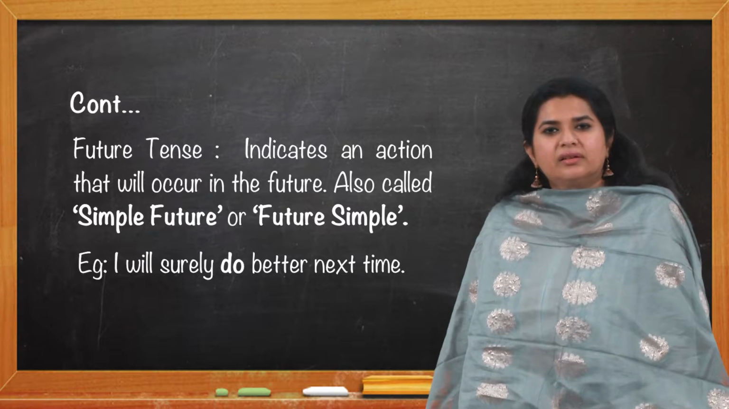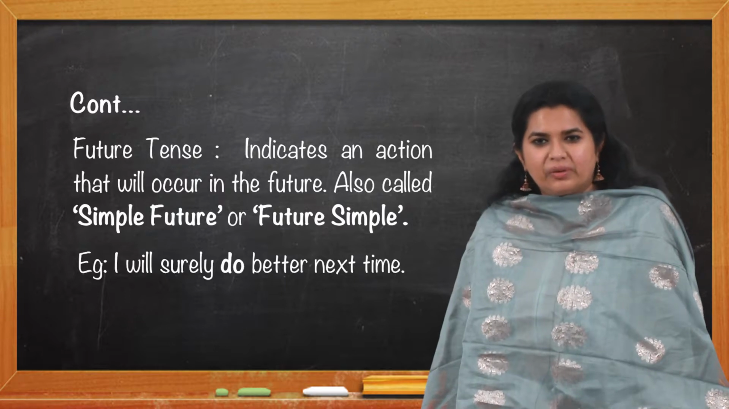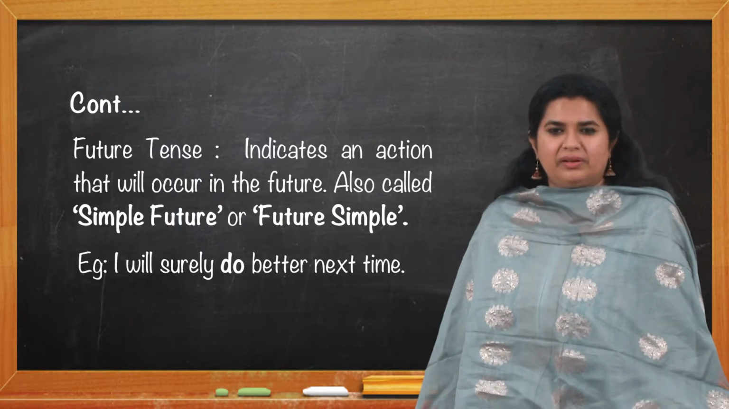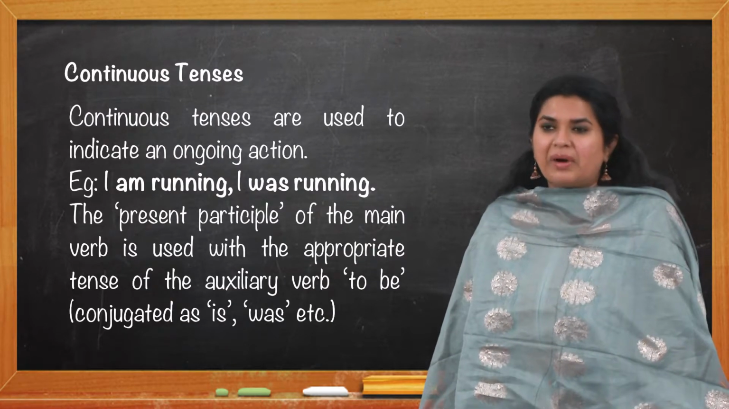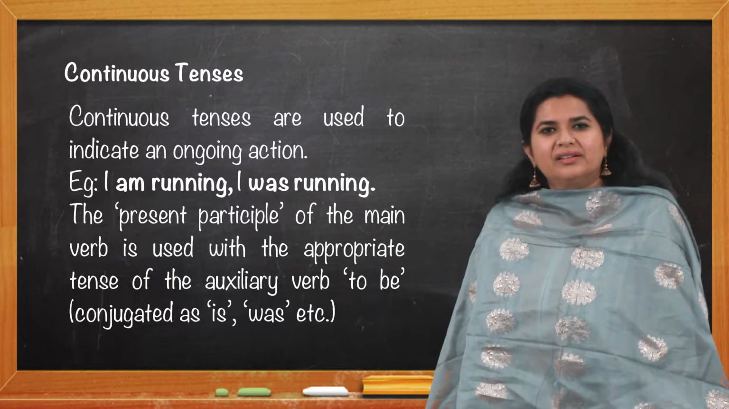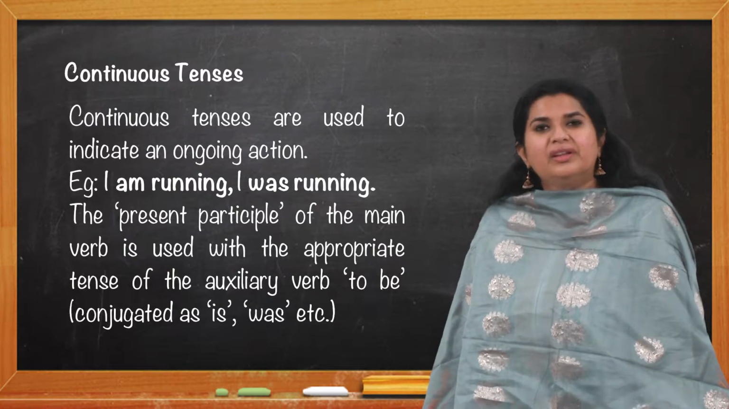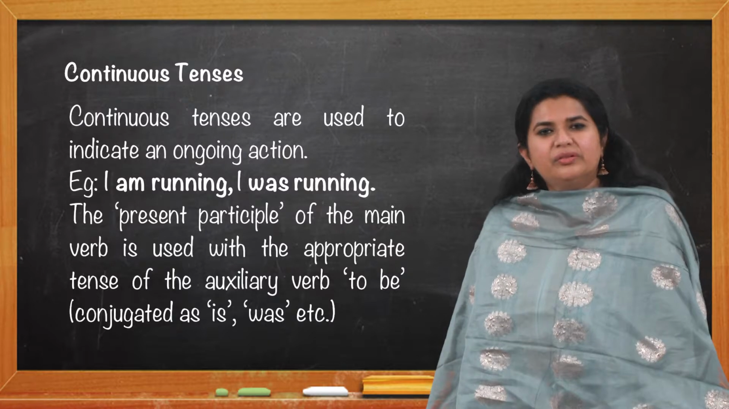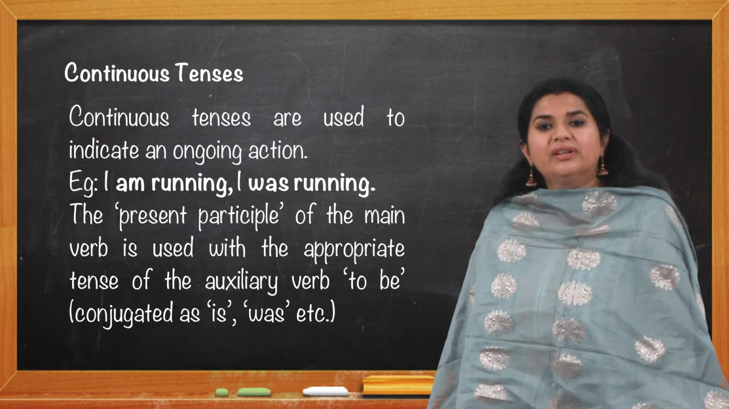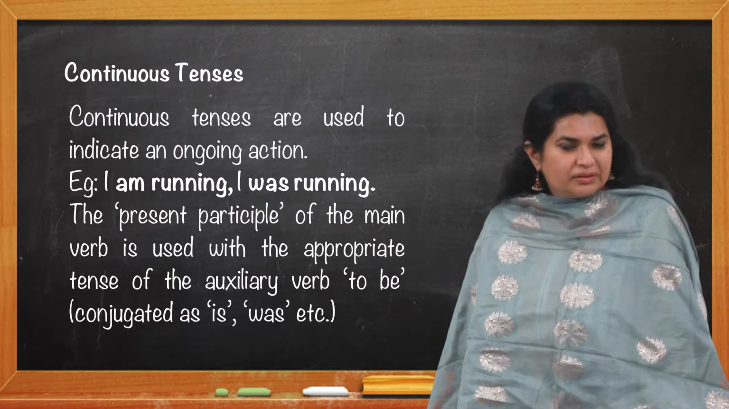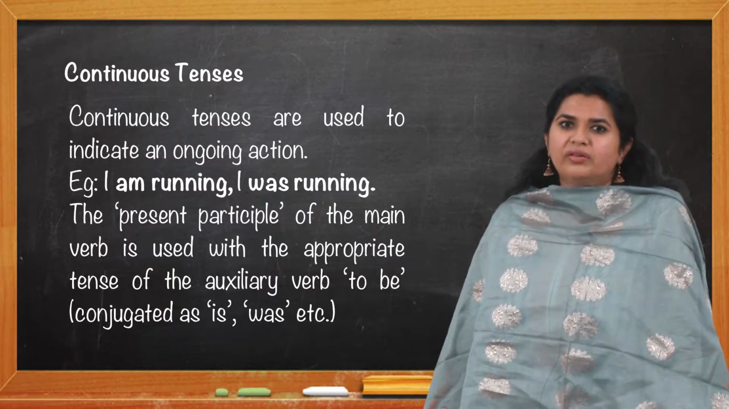Next year, there will be more students enrolled for all the NPTEL courses. So, this is future and we predict something. So, next year and will. Continuous tenses, part of tense again in the broader term aspect of tenses, we have continuous also, simple, present continuous, past continuous, future continuous. Continuous tenses are used to indicate an ongoing action. I am running, it is going on. I am talking, it is going on. I was running, I was talking.